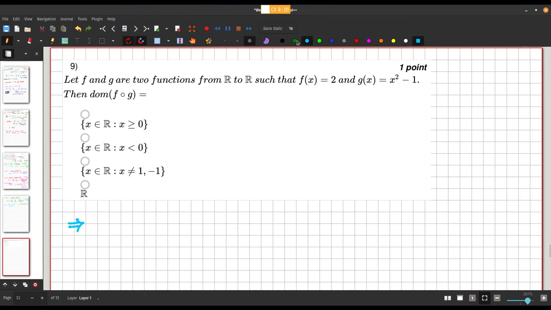Here two functions are given, f and g. They are mapped from R to R. That means the domain of f and g both are R. Sorry, that will be domain of f.